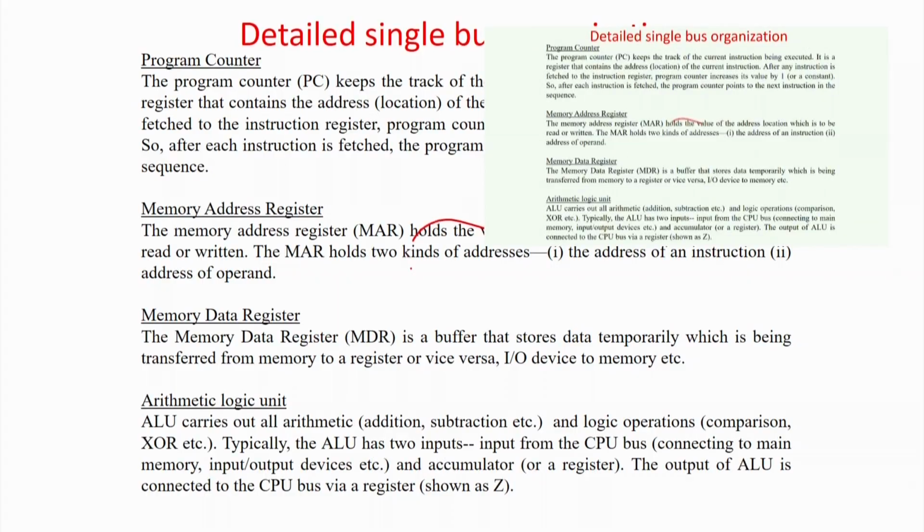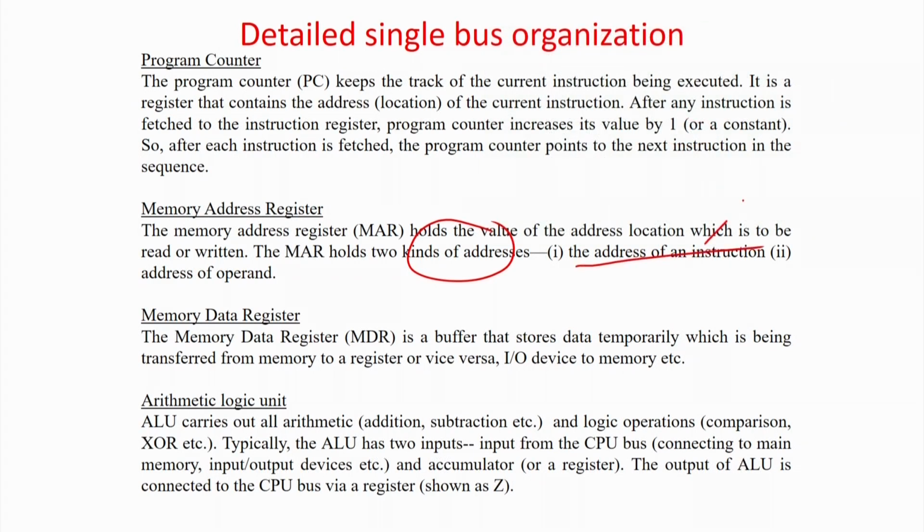Therefore, there are two kinds of address: the address of an instruction, that is generally taken from the program counter, and the address of an operand. The address of an operand is available in the instruction, so it is generally taken from the instruction register.